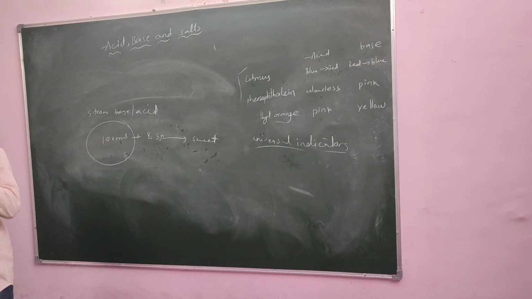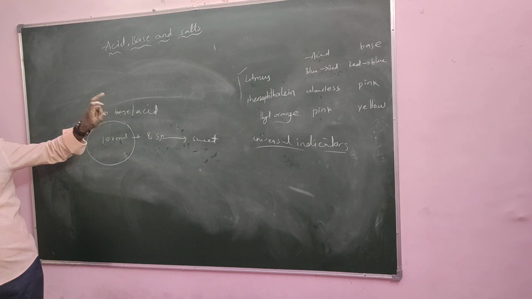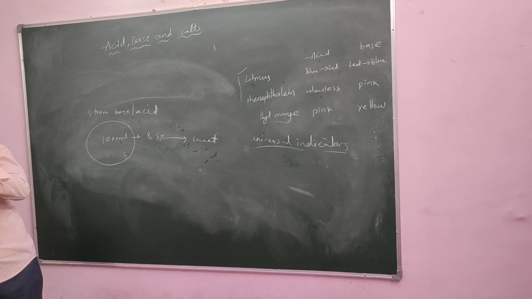That is the reason a strong acid allows less current to pass through it, and a diluted acid allows more current to pass through it. There is a comparison between them. So these are the properties of acids and bases. Usually there are two parts. What are the preparations of acids, bases and salts?